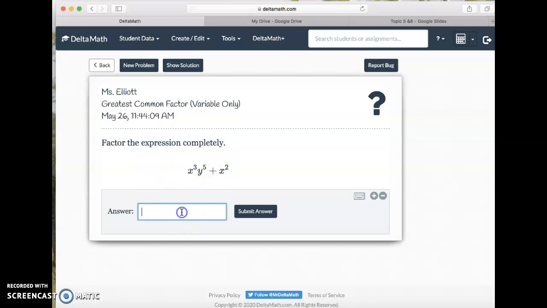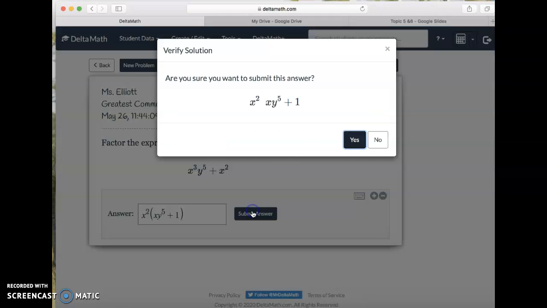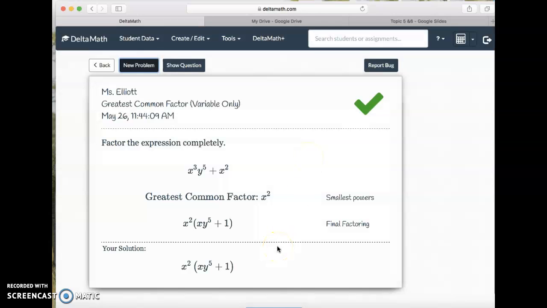There are also these where you have just variables. You have to look at what these 2 have in common. They both have 2 x's in common, so I can say x squared. I just pressed shift and 6, so x squared. But then what's left over? There's still 1x left, and y to the 5th is still left. And then plus, there's only 1 left because x squared times x y to the 5th will give me x cubed y to the 5th. x squared times 1 will give me x squared. Let's submit and check it. And that's correct. You might see some of these questions on there.